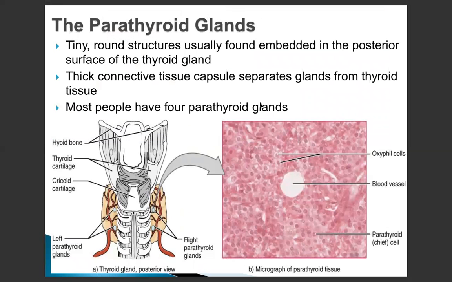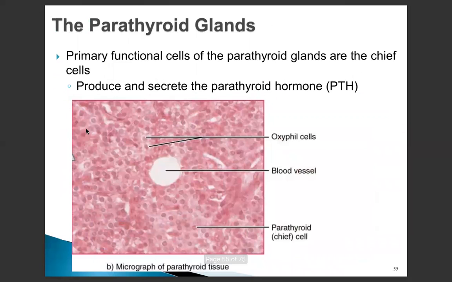So the parathyroid glands are tiny round structures usually found embedded in the posterior surface of the thyroid gland. Thick connective tissue capsules separate the glands from thyroid tissue. Most people have 4 parathyroid glands. The primary functional cells of the parathyroid glands are the chief cells. They produce and secrete parathyroid hormone.